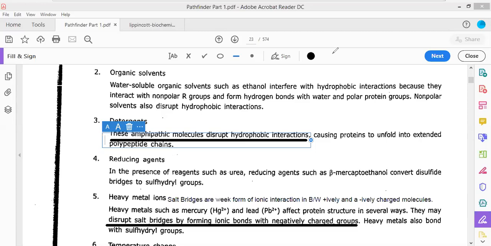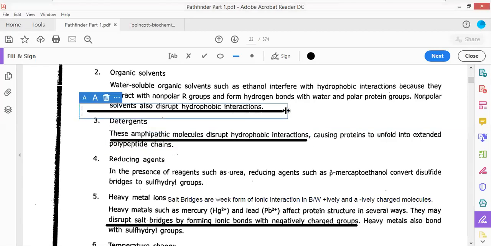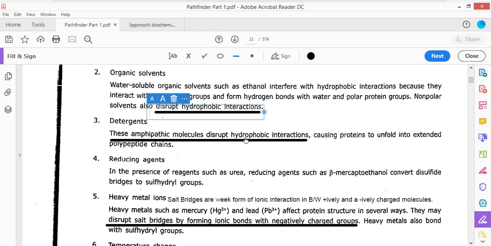Now, the next one that we are going to talk about is organic solvent. Organic solvents are also the ones which disrupt the hydrophobic interaction. All the detergents disrupt the hydrophobic interaction.